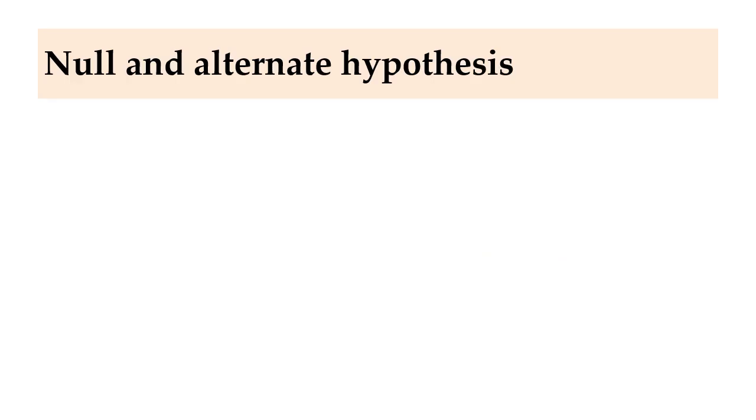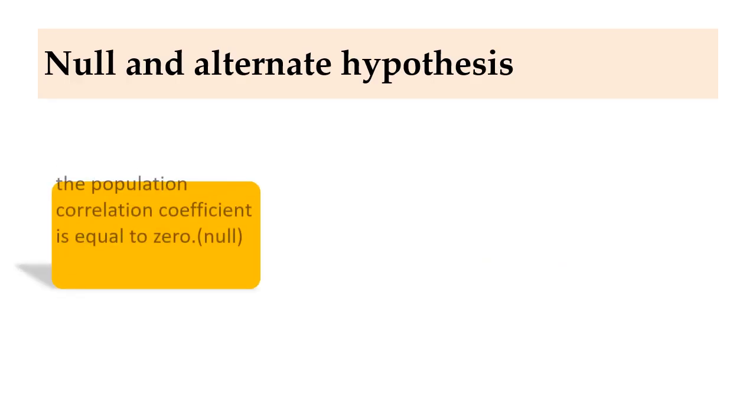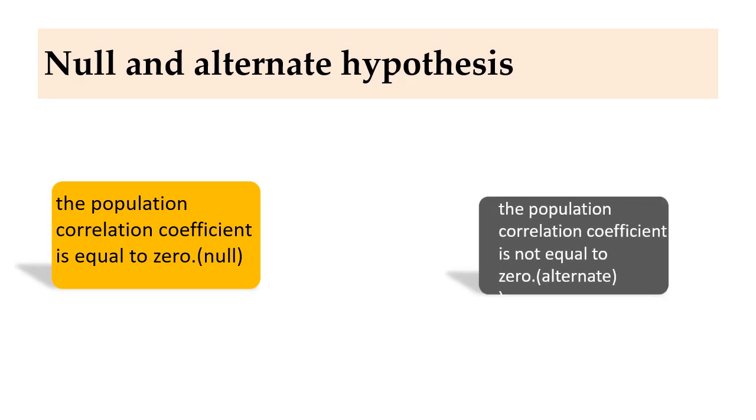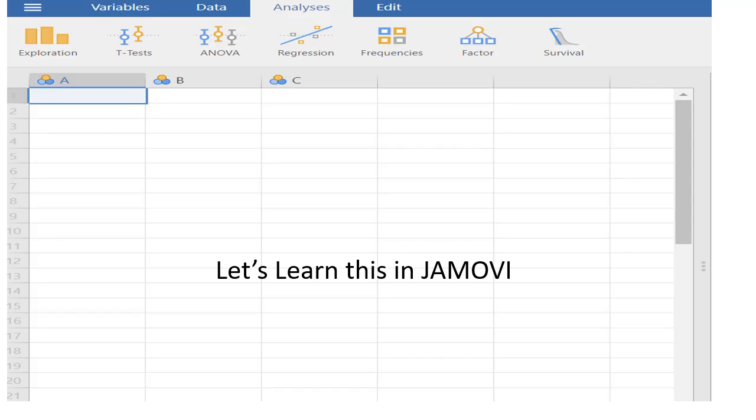So now the null hypothesis for this bivariate correlation is that the population correlation coefficient is equal to 0, whereas the alternate hypothesis is that the population correlation coefficient is not equal to 0. Let's learn the bivariate correlation in Jamovi.